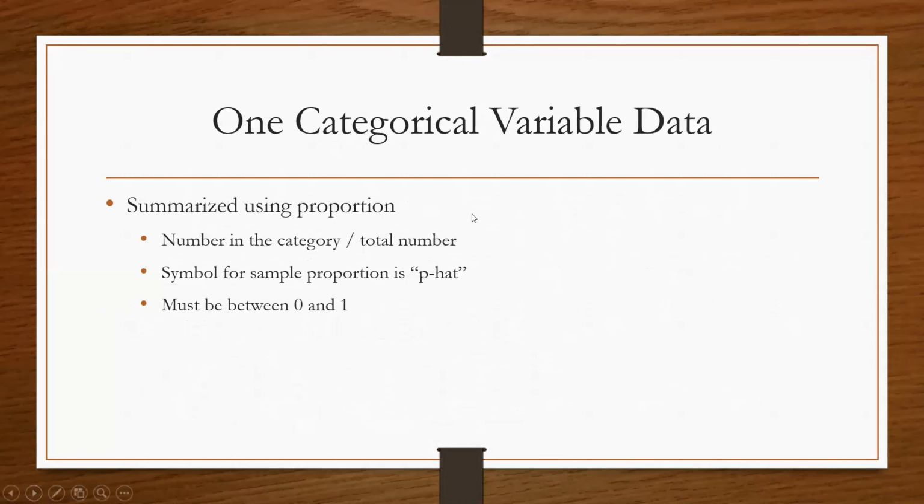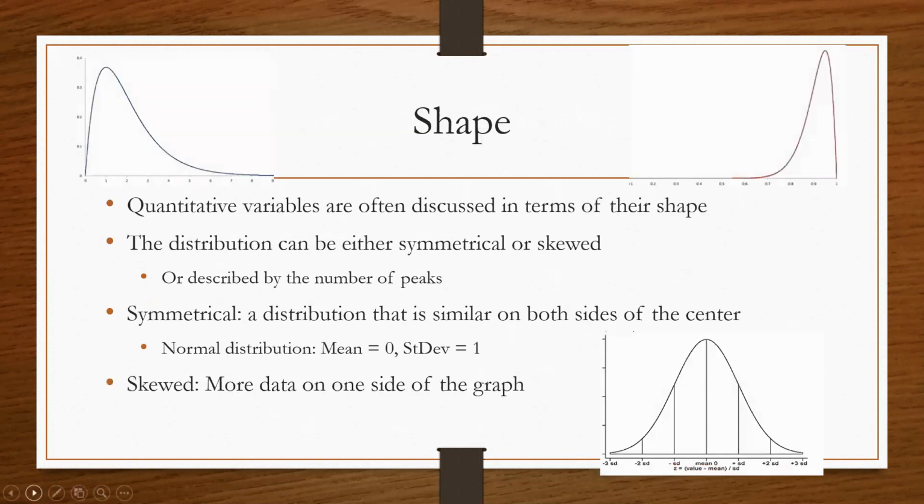So now we're going to be moving into more of how you can represent the data. For one categorical variable, you'd always use a proportion, which is just the number in the category over the total number. You use p hat. I'm sure all of you have already had this drilled into you, and it always has to be a number between 0 and 1. If it's anything more than that, then something's drastically wrong.